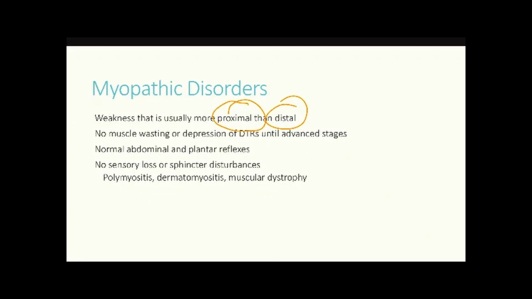No muscle wasting or depression of the DTRs until much later stages of disease. Normal abdominal and plantar reflexes. What is that looking at? Brain reflexes. Remember, those two go to the brain. This is not a neurological problem. This is a muscle problem. So the nerves work fine. No sensory loss, no sphincter disturbances, so they're still intact. Neurologically, it's still there. You'll see that with these other disorders, which we'll get to later on.